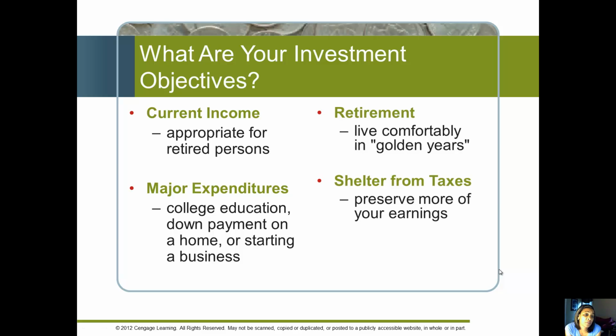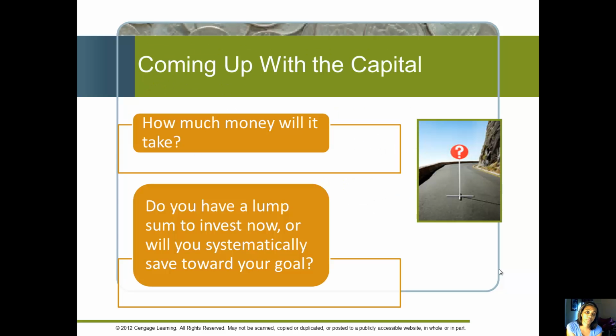So some examples of objectives: current income. Maybe you're already retired and you're looking to get regular income, maybe from interest payments on bonds. Major expenditures. You're preparing to make a huge purchase and you've got some time, so not in the next year, but more than a year from now, and you want to be more aggressive in putting money aside for that goal. Or maybe it is for retirement, and that retirement is a little bit further off in the distance. Or lastly, you need some sort of a tax shelter.